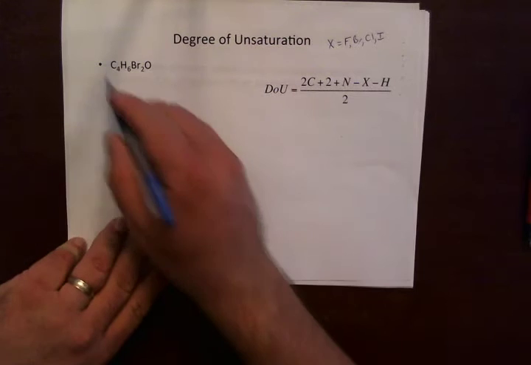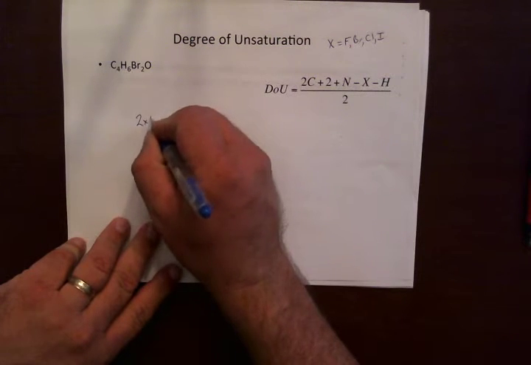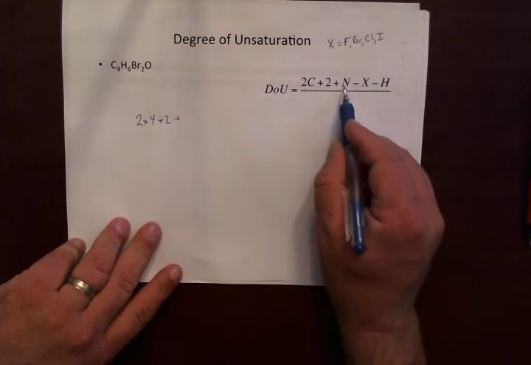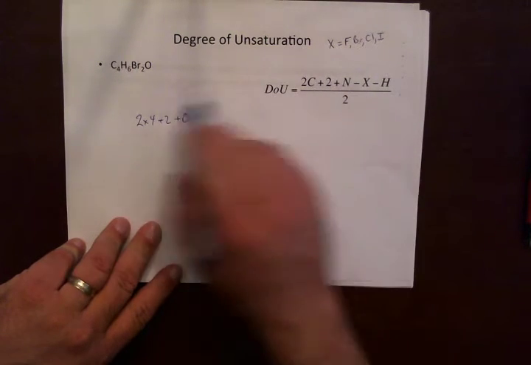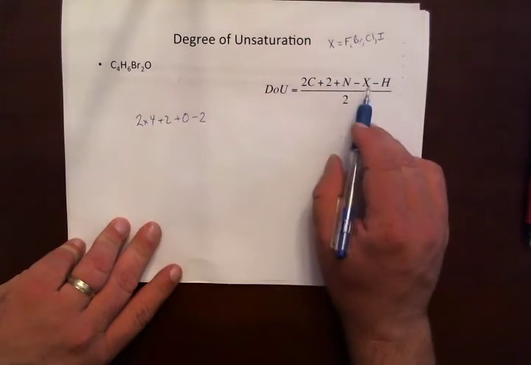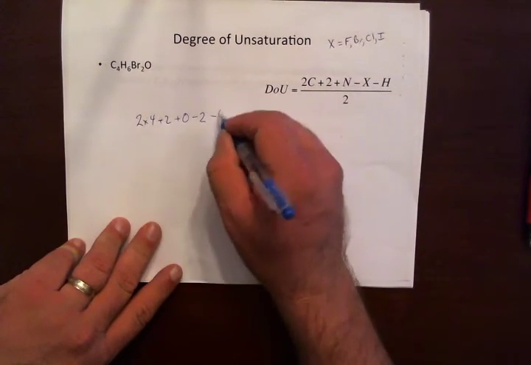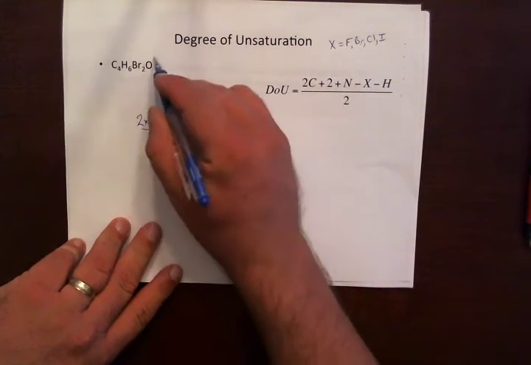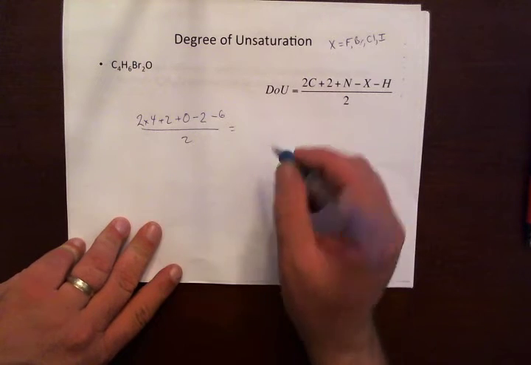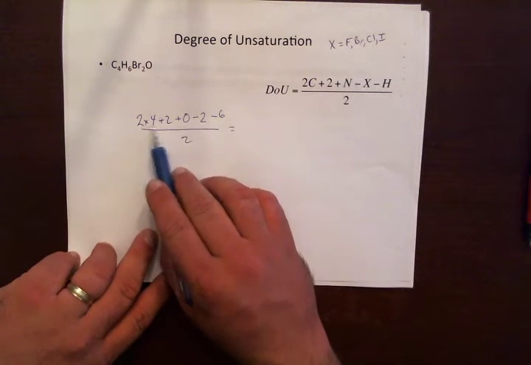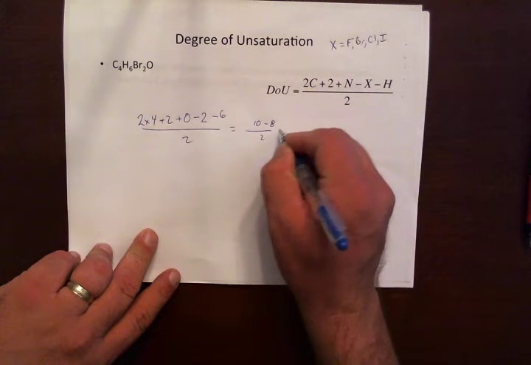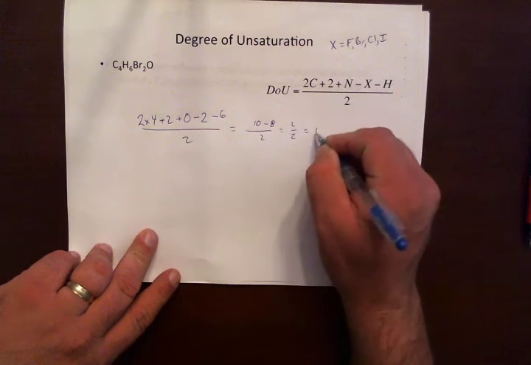Okay, so for here it would be 2 times 4 plus 2, right? That's just a constant. There's no nitrogens. There's 2 halides because of the 2 bromines, so that's 2. Minus the number of hydrogens, which is 6. All that divided by 2. And notice that we didn't use that oxygen. We don't need it. Don't stick it in there. It's not part of the equation. So here we go: 8, 10 minus 8 is 2, so it's 2 over 2, and so it's 1.